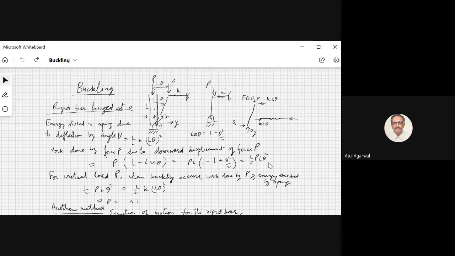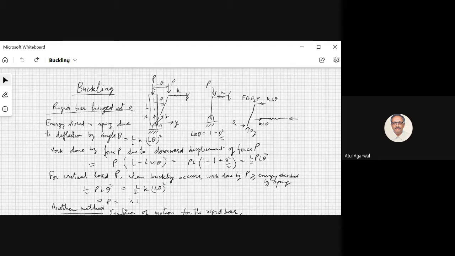For the critical load P, you are applying load, your external force is doing work, and also some energy is getting stored in the spring. Suppose the work done by the force P is greater than or equal to the energy absorbed by the spring, then you will have a buckling situation. More work is being done than can be absorbed by the elastic energy. So we are taking the limiting situation when you equate the two, and this is what you get.